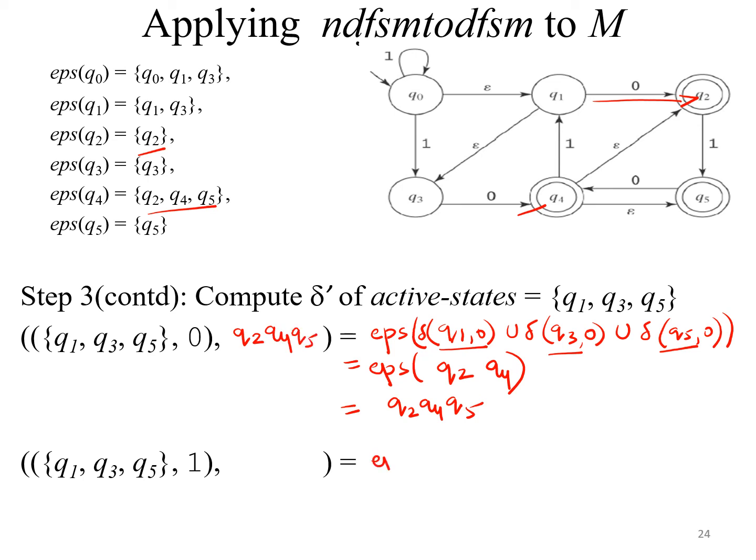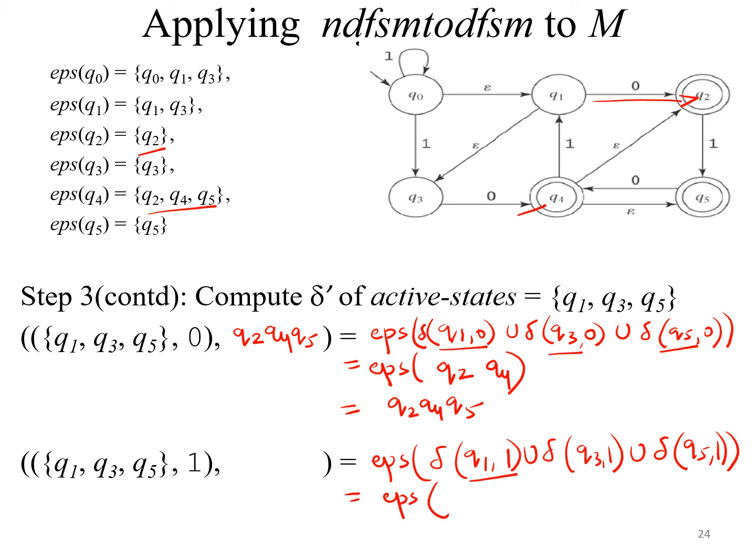Similarly, for 1, EPS of delta of q1 comma 1 union delta of q3 comma 1 union delta of q5 comma 1, that is equal to EPS of q1 1. For q1 1 we don't have any transition, q3 1 also we don't have any transition, q5 1 also we don't have any transition. This is equal to null. So q1, q3, q5 for 1 is going to null state.